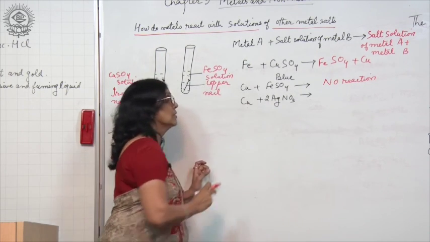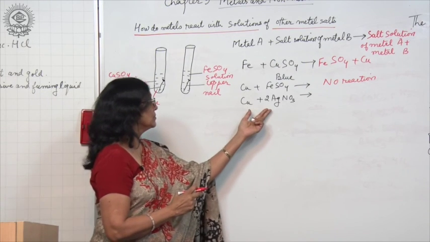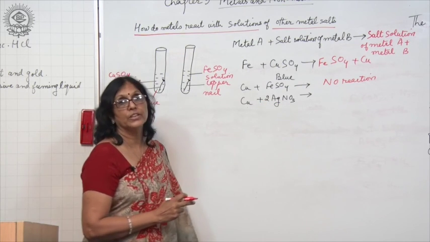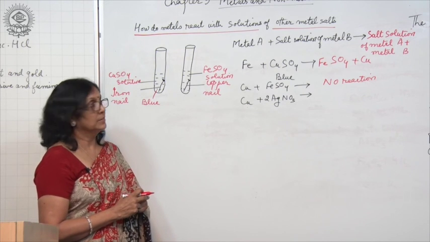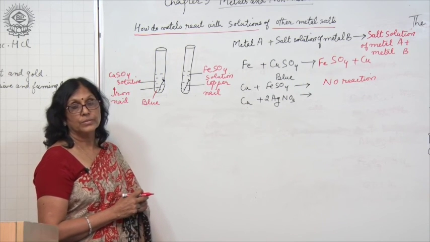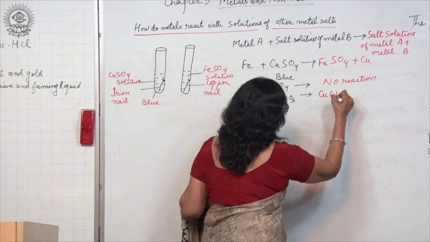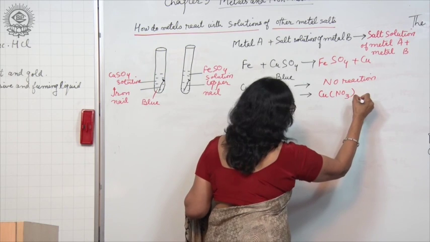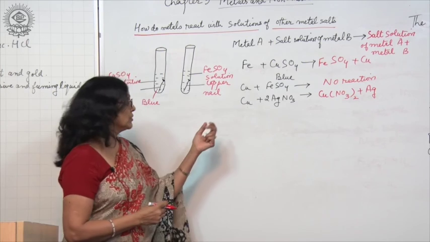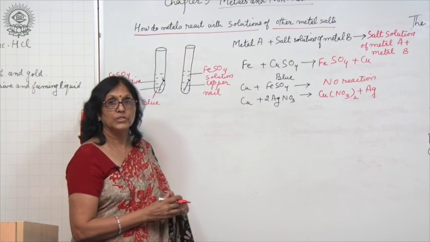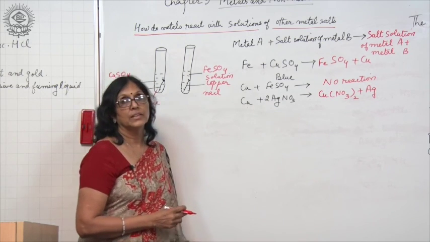If this activity is performed, and a copper nail or copper object is placed in silver nitrate solution, will the reaction occur? Think over it. In this particular case, the reaction will occur and copper nitrate will form and greyish white silver will deposit on the surface of copper. What does it show? It shows that copper is less reactive than silver.